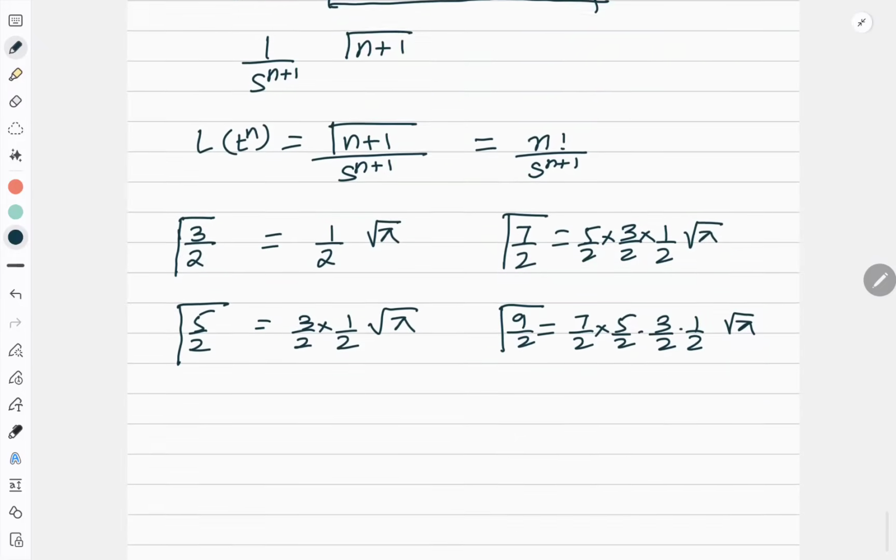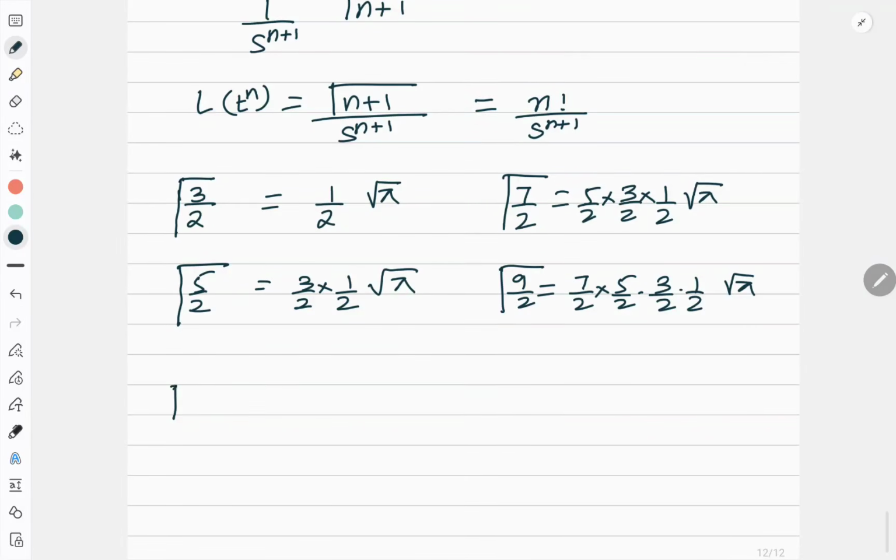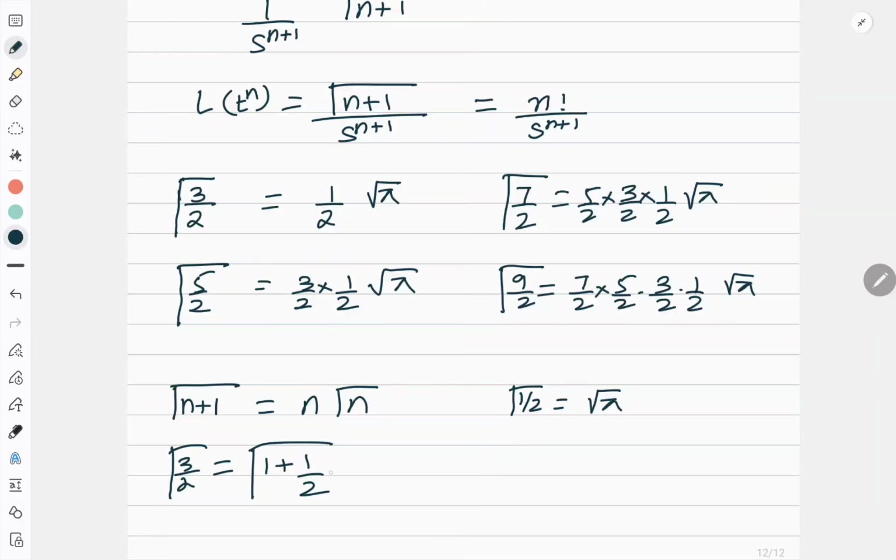Now, how is this happening? See, I told you gamma n plus 1 is equal to n gamma n. Also, I told you gamma 1 by 2 is root pi. Now, if I am solving gamma 3 by 2, can I write 3 by 2 as 1 plus 1 by 2? Yes. So this becomes n and this becomes 1. So gamma n plus 1 is what? n gamma n. So it becomes 1 by 2 root pi.